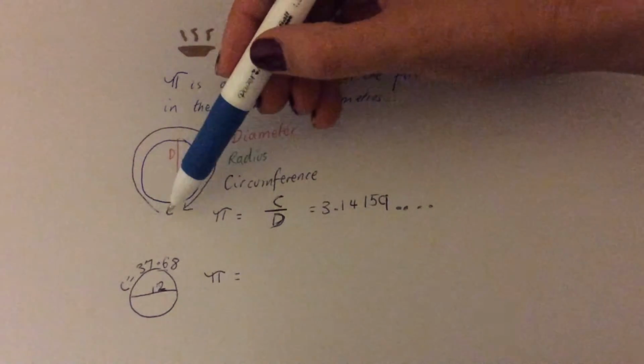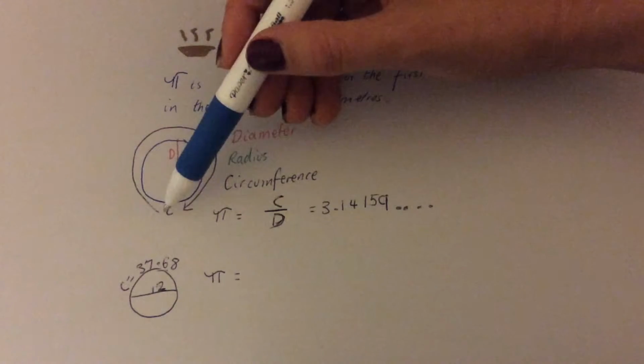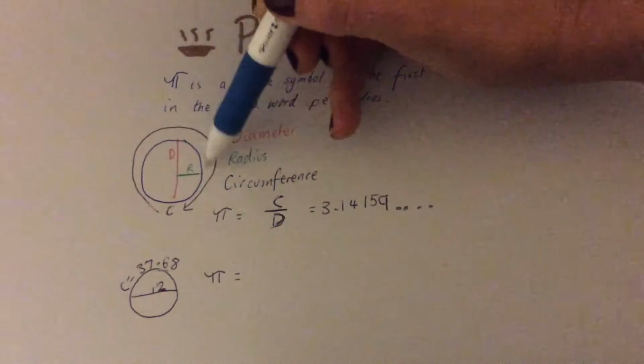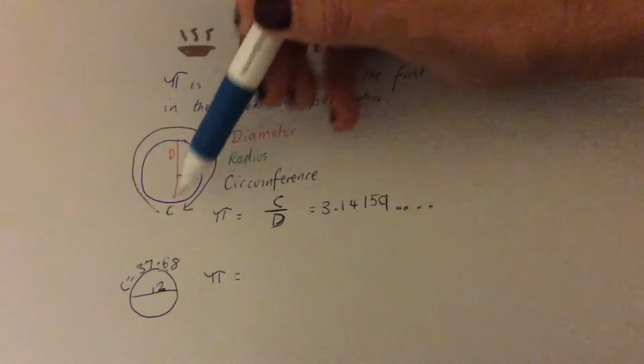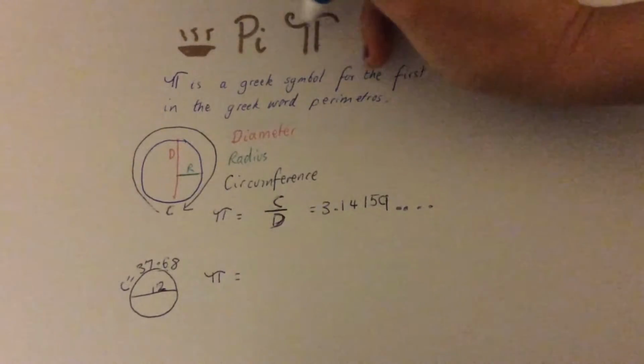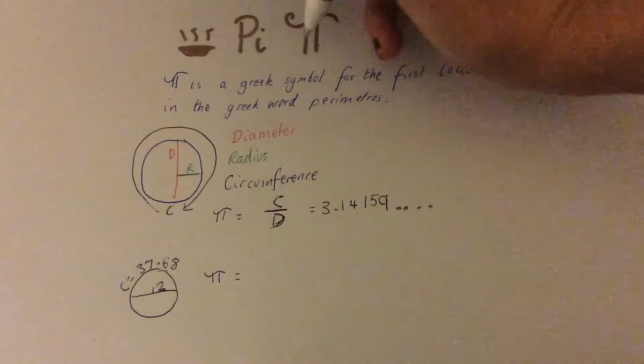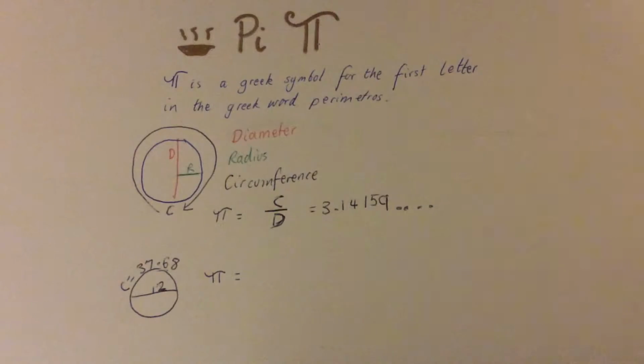And as you would have learnt in another video, the perimeter of a circle is also called the circumference, which is why we use pi as a symbol here.